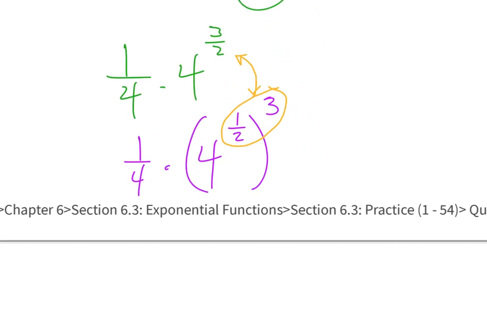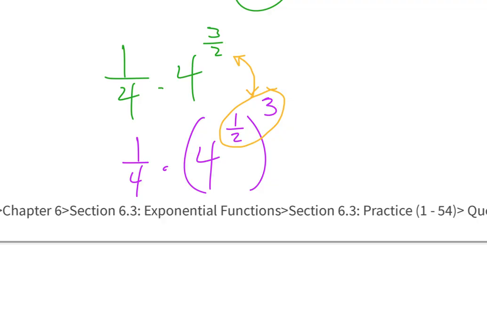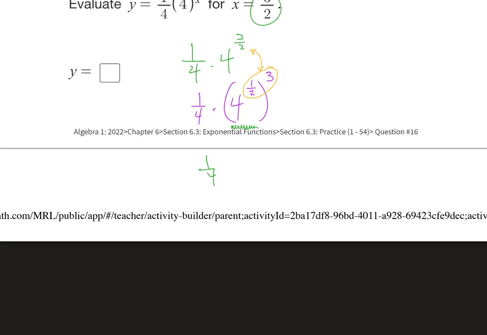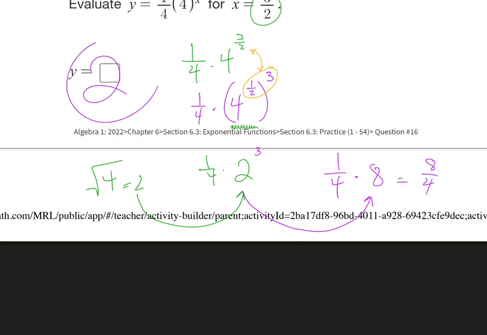But now the order of operations is a little bit different. We want to go inside the parentheses and see if we can do that first. And yeah, that 1/4 doesn't change. 4 to the 1/2 power is 2 because it's the square root of 4, which is 2, right? And then that's being raised to the 3rd power. So we still have 1/4, and now it's times 8 because 2 to the 3rd is 8. And then this is just 8 over 4, which is 2.